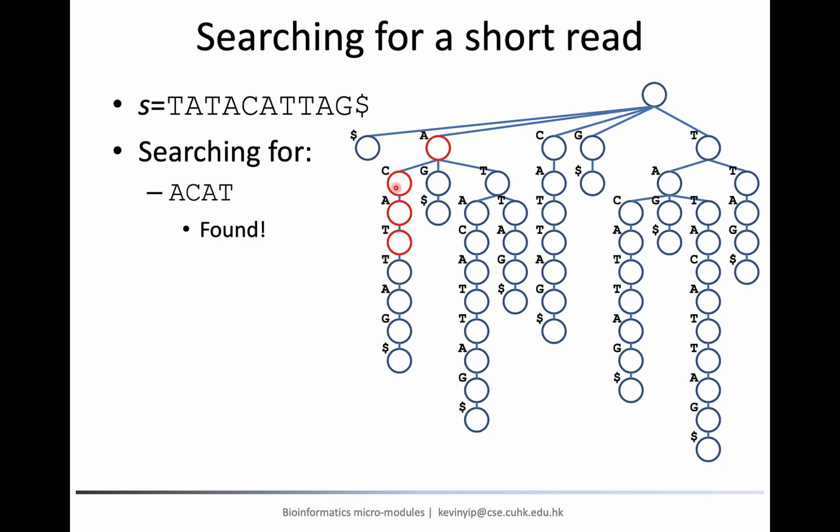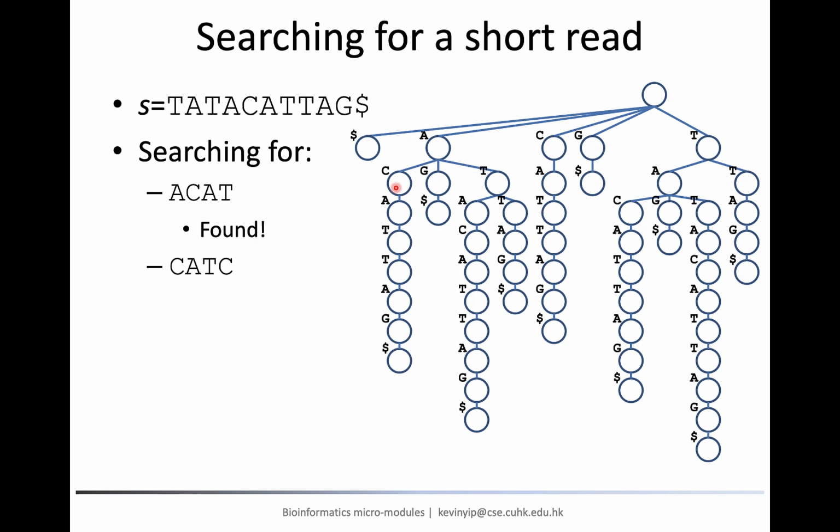In short read alignment, we also want to know the location of the short read in the reference. In order to answer that question, we will need to record some positional information in the index, and we will leave the details to the next micromodule when we introduce the suffix tree.